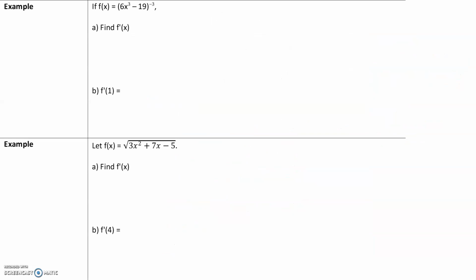Next example, we've got f of x equals (6x cubed minus 19) raised to the negative 3rd power. So f prime of x, we bring the negative 3 to the front, so this gives you negative 3 times the quantity 6x cubed minus 19 to the negative 4th power, because we subtract 1, but we have to multiply this by the derivative of the parentheses, which is the derivative of 6x cubed minus 19. We always need the derivative of the parentheses whenever the parentheses contains an expression involving the variable x.